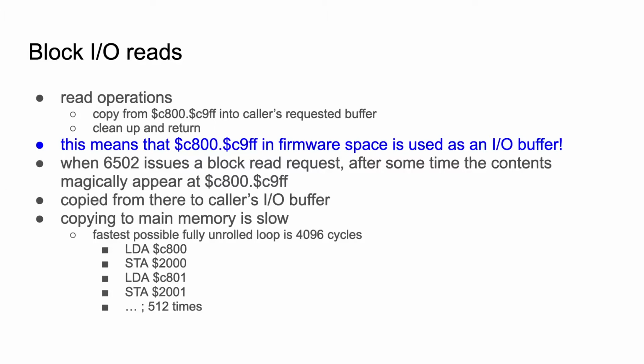So from the point of view of the Apple, when it issues a block read request to the CFFA, then after some time, the contents just magically appear in this 512-byte memory region. And then we copy it from there back into the caller. Copying this data into main memory is very slow. The fastest we can possibly do is to unroll this loop and then sequentially read a byte from the buffer, write to the target, read the next byte, write to the next target, and so on, 512 times. And this is about 4,000 cycles to do this.